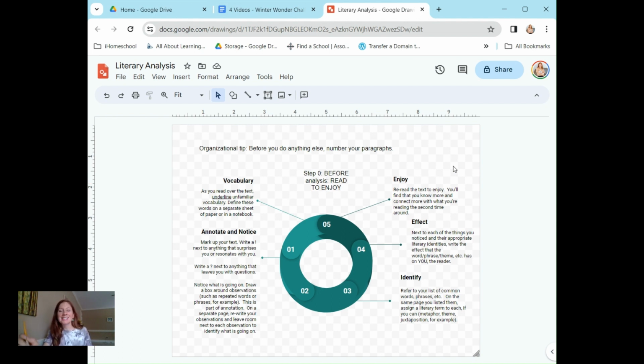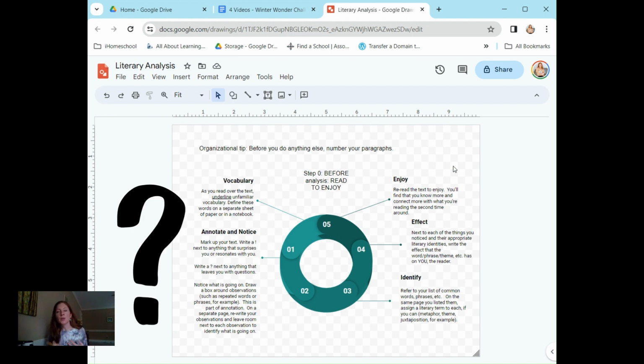Easy enough. The second thing you're going to do is you're going to annotate and you're going to notice. So as you're reading, you're underlining your vocabulary words, and if you have something that stands out to you, that resonates with you or surprises you, put an exclamation mark next to that thing in the margins. My book has limited margins, but I was still able to do this. You will also, if there's something that leaves you with questions, put a question mark next to that.